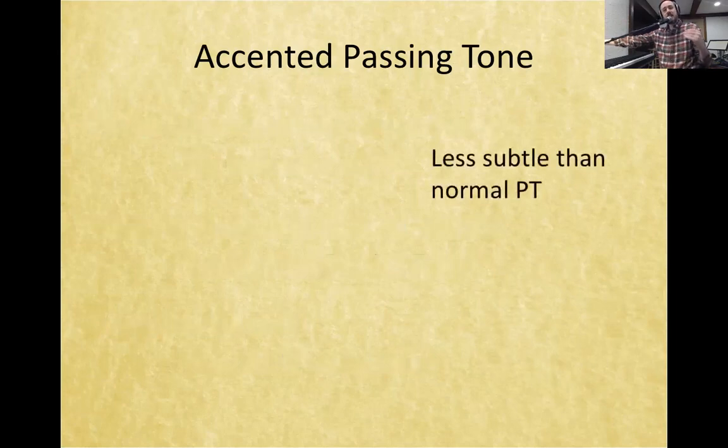So let's look at some examples here to show why we would want to do this, for a couple of reasons. The biggest reason, as we talked about with suspensions, is that anytime we put something on the beat, it is less subtle and more noticeable than something that's off the beat. We think of things that are off the beat sometimes as being kind of hidden, right?